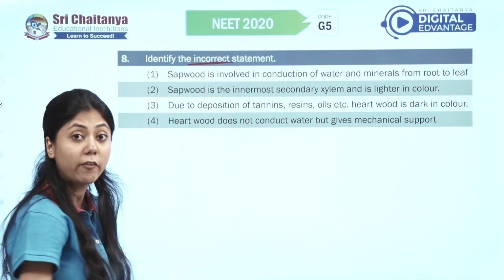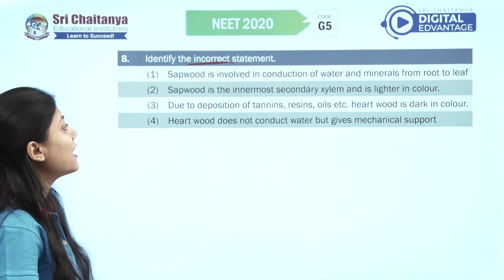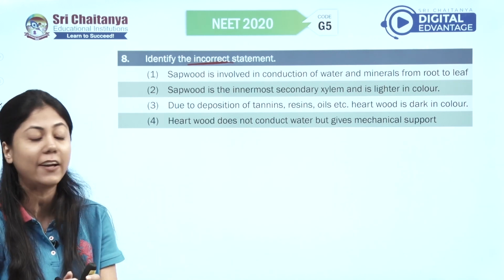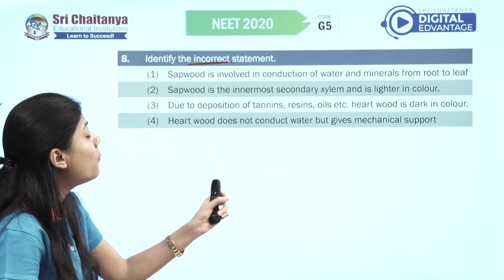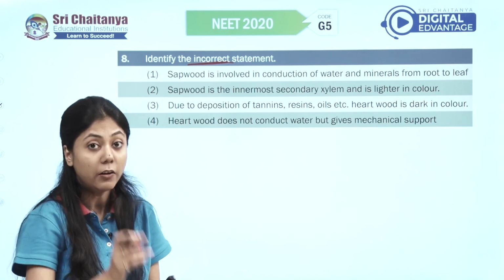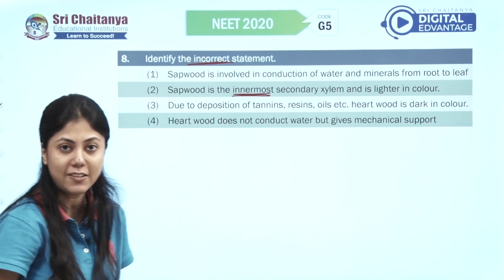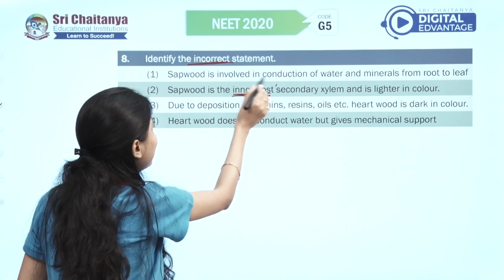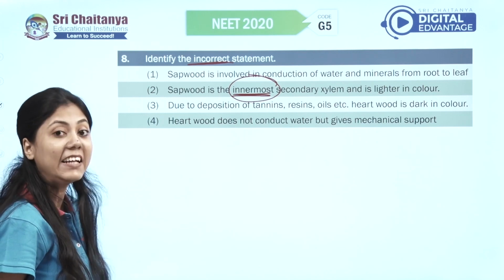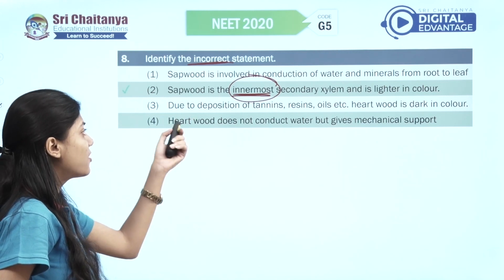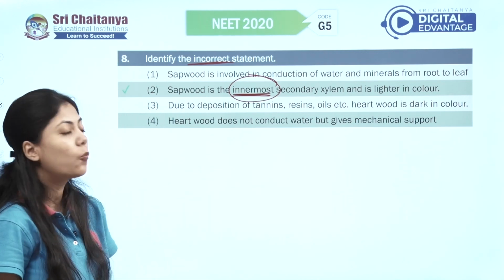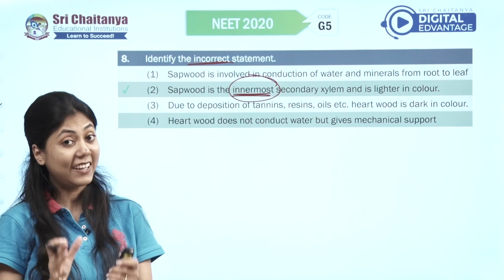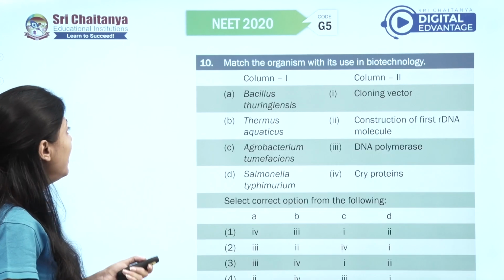Moving ahead, identify the incorrect statement. Again, highlighting the word which is very important: incorrect. Sapwood is involved in the conduction of water and minerals from root to leaf. Yes, students, this is absolutely correct. Next, sapwood is the innermost secondary xylem and it is lighter in color. Let me tell you, it is not the innermost secondary xylem. Sapwood is present towards the outer side of the secondary xylem and it is lighter in color, but as it says innermost, this statement becomes incorrect. The rest of the statements, that due to deposition of tannins, resins, oils, etc., heartwood is darker in color, is correct, and heartwood does not conduct water but gives mechanical support, is again a correct option.